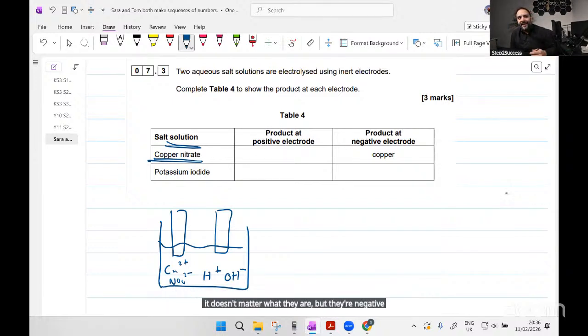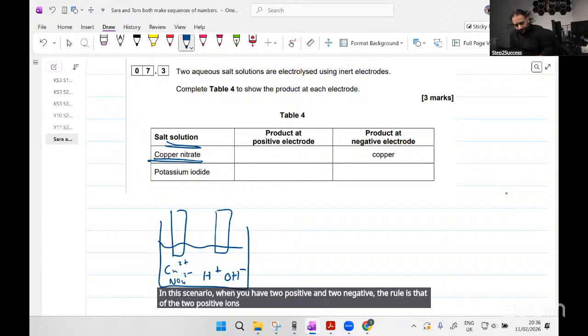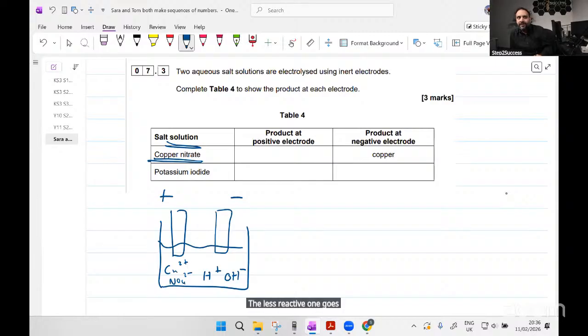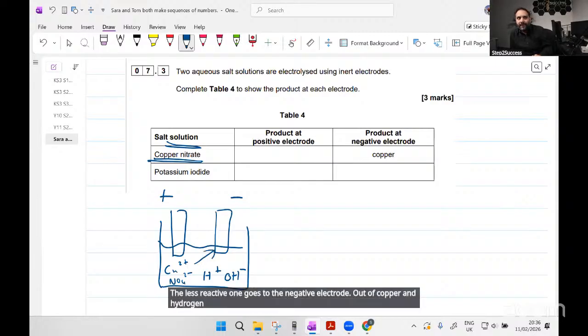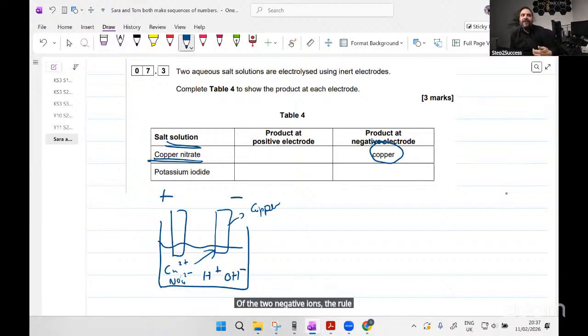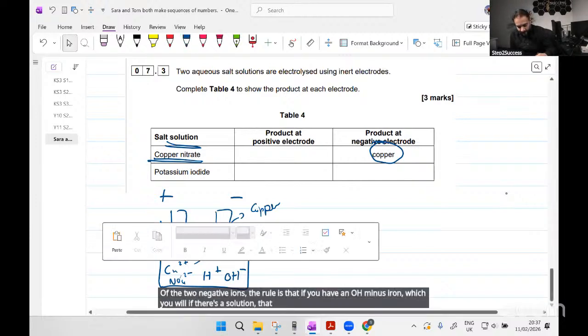In this scenario, when you have 2 positive and 2 negative ions, the rule is that of the 2 positive ions, the less reactive one goes to the negative electrode. Out of copper and hydrogen, copper is less reactive. So copper gets produced there, which is why they've already filled that in for you. Of the 2 negative ions, the rule is that if you have an OH minus ion, which you will if there's a solution, that one goes.